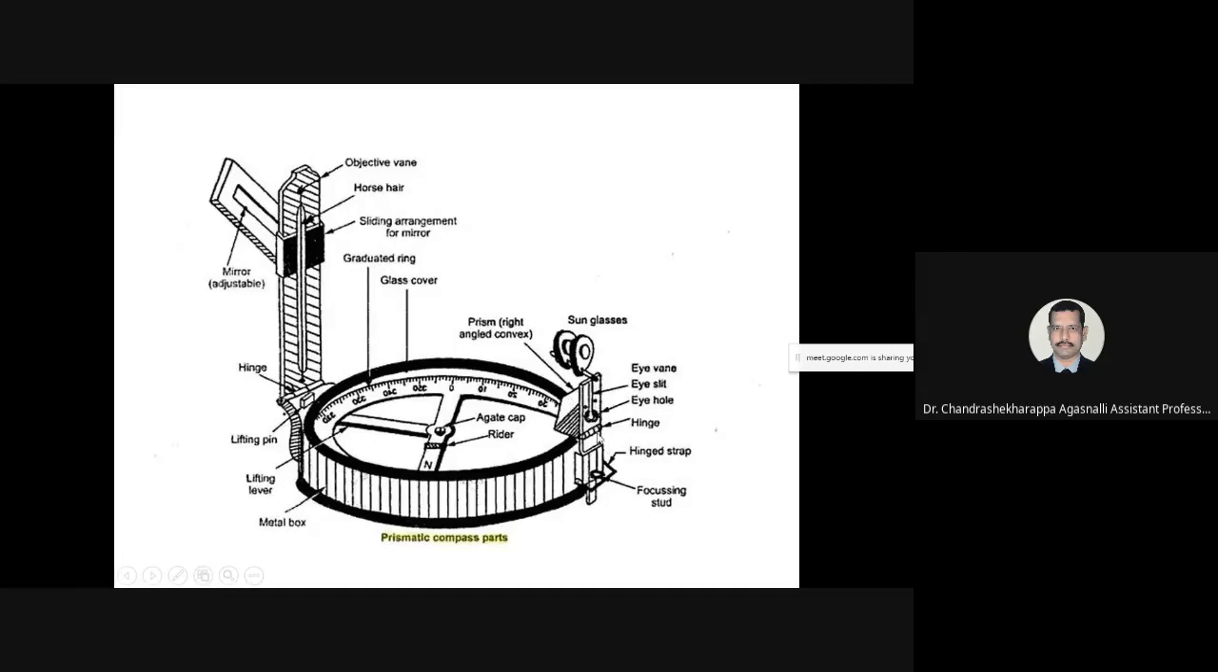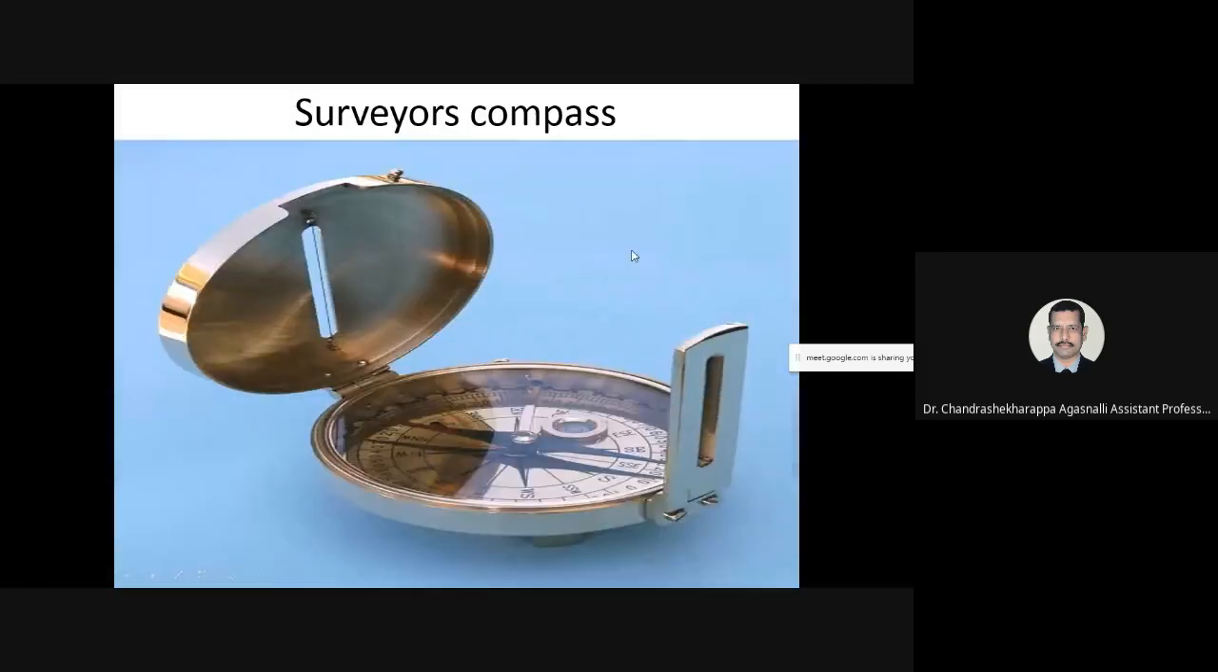This is called the focusing sunglass, eye slit and eye hole, and there will be a lifting lever. These are the typical parts. And this is the surveyor compass. These are two of the same type.